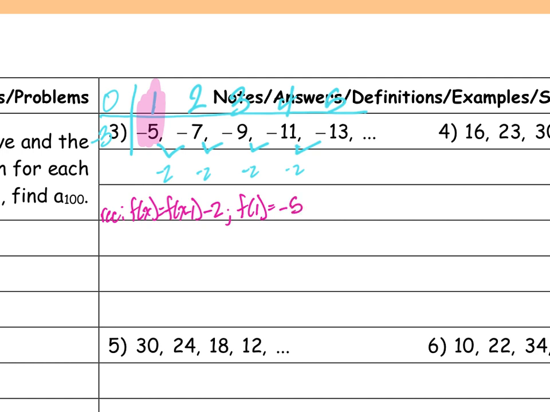And then we have my explicit formula. It's going to be f of x equals -2x minus 3.